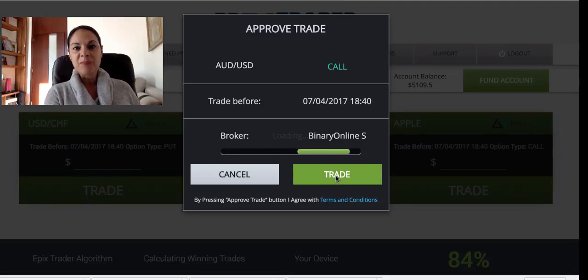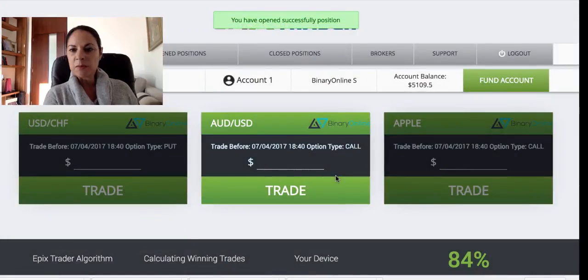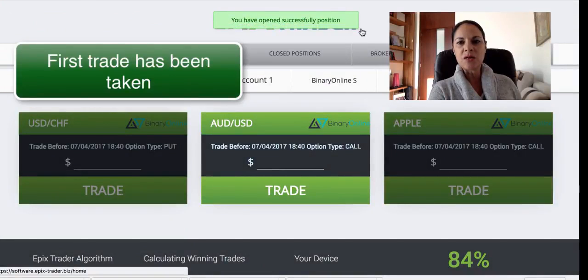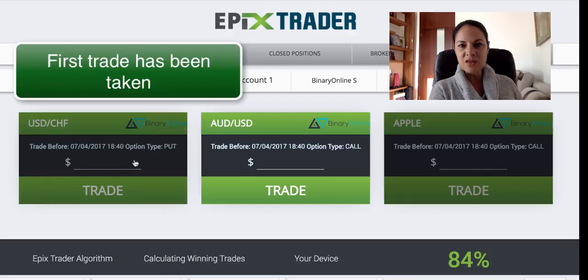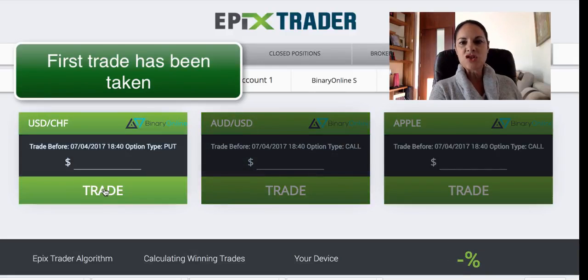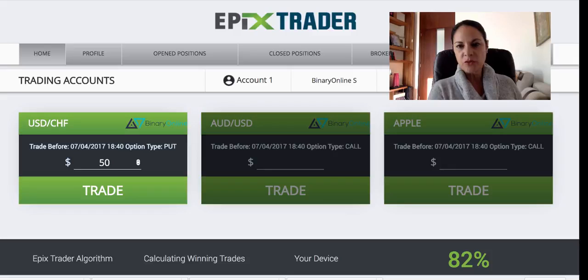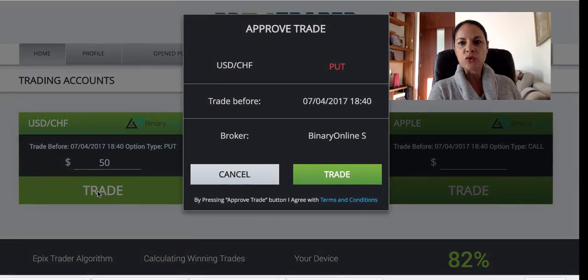My broker is Binary Online S, where I have already verified my accounts, and my first trade has gone through. I can have a look at the second trade at this point, which is the US dollar versus the Swiss franc. Let's say the probability rate is at 82%, so I will be taking my second trade as well. Two very quick trades in succession, $50, and I will execute the trade and see that it goes through. This time we have a put.